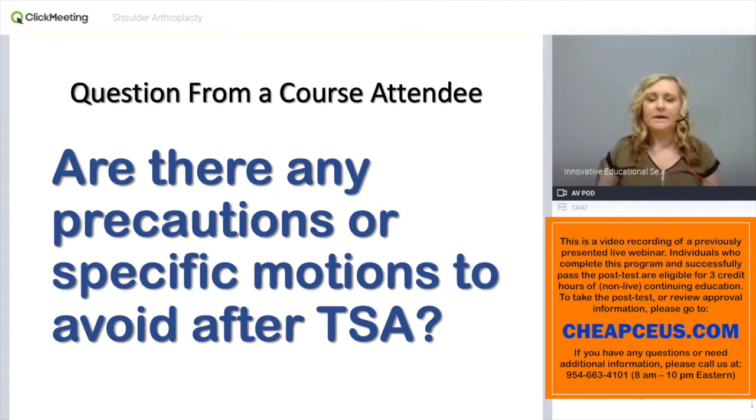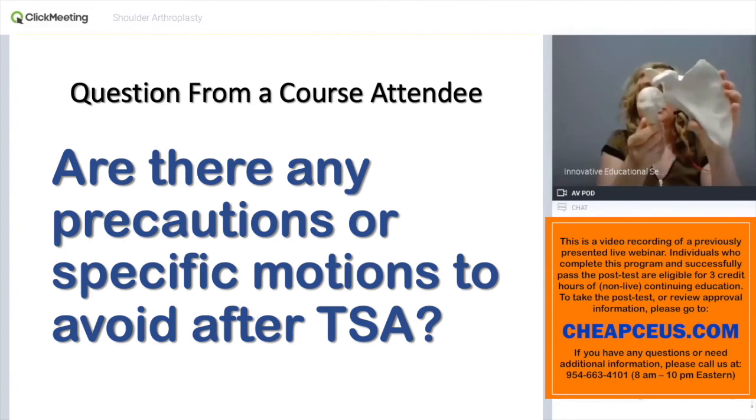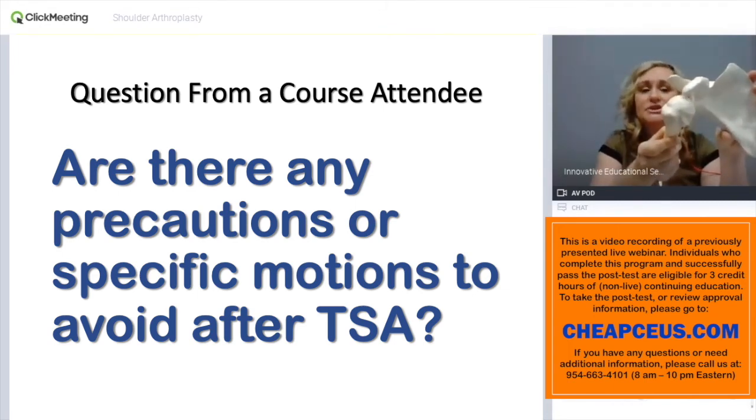Let me see. Are there any precautions similar to the precautions that we see with total hip replacement, specific motions to avoid after the shoulder arthroplasty? Each physician will give you their specific protocol and precautions. Generally speaking, the precautions that we see with the shoulder arthroplasty are to avoid shoulder extension, adduction, and internal rotation, because all of those will stress that anterior joint region, which places that individual at a greater risk of subluxation.